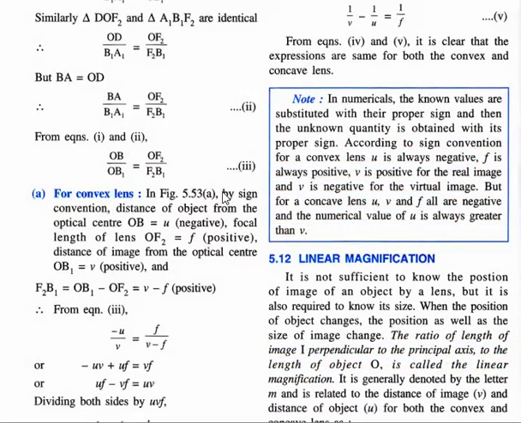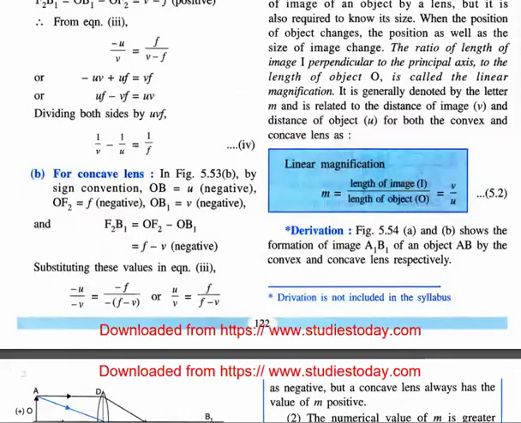Okay, give me a sec. There's a formula: the ratio of the length of the image I, perpendicular to the principal axis, to the length of the object, that is O. This is called the linear magnification, and there is a formula for this.